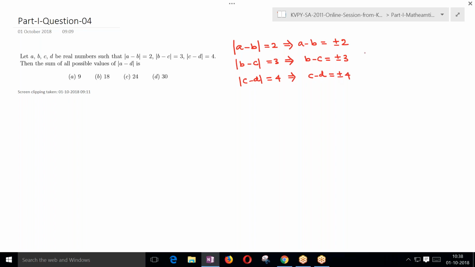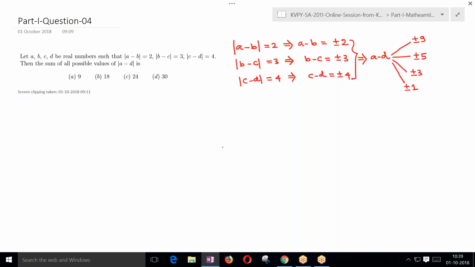Now, if we add all this, what are we going to get? We are going to get that A minus D will have a set of values. You can experiment, then you'll get 4 sets of values. It can have either plus 9 or minus 9, or it can have plus 5 or minus 5, or it can have plus 3 or minus 3, or it can have plus 1 or minus 1.